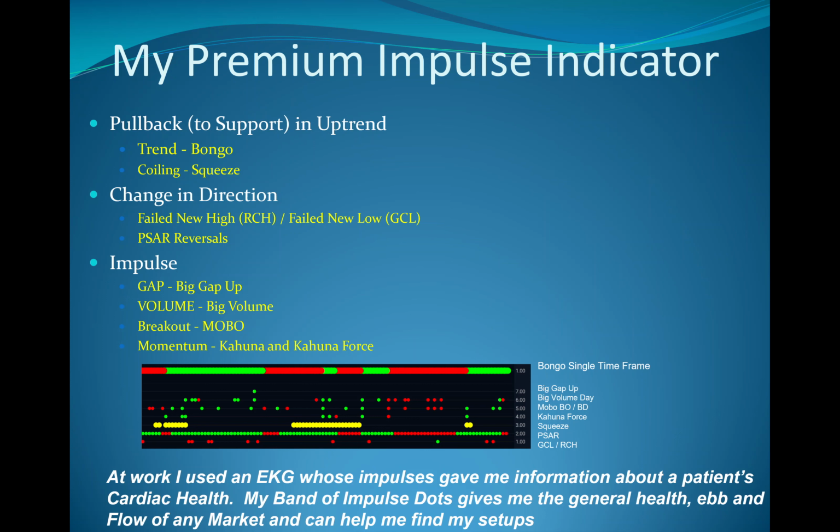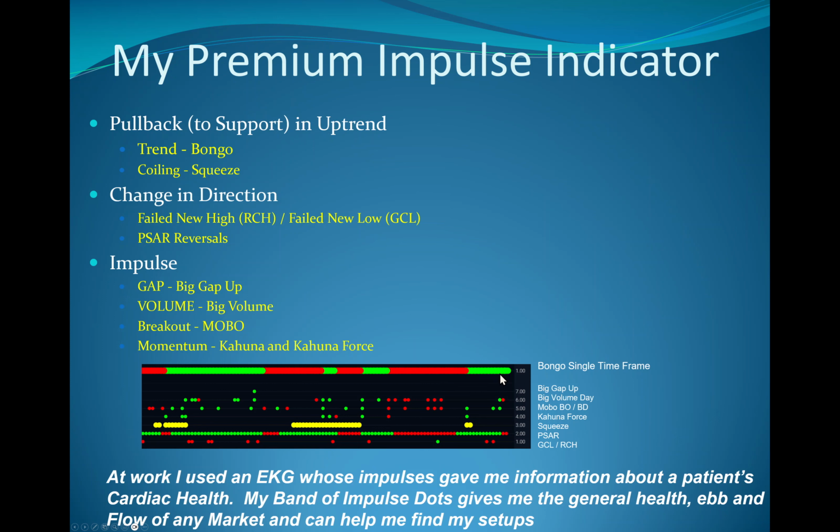And what is an EKG? An EKG is electrical impulses that we pick up on a piece of paper by sticking electrodes on your chest, your arms, your legs, and they give us insight into what your heart is doing. I like to think of my dots indicator as an EKG for your stocks. Here is a strip. I put the bongo on top here. I usually have it on the bottom.